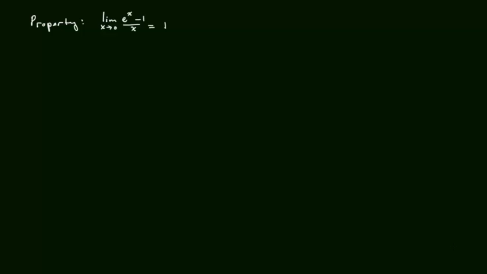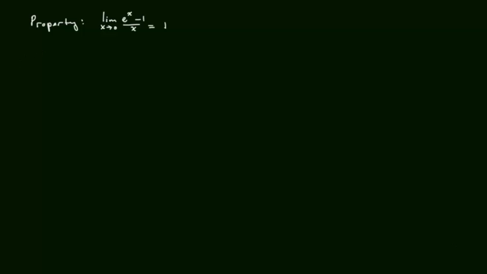Continuing on lesson 1. This time we're going to look at some derivatives of some transcendental functions like e to the x and natural log of x. To do that, let's first assume the property that I have written here: the limit as x goes to 0 of (e to the x minus 1) over x is equal to 1.